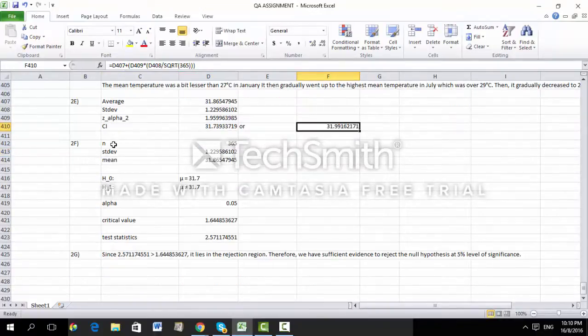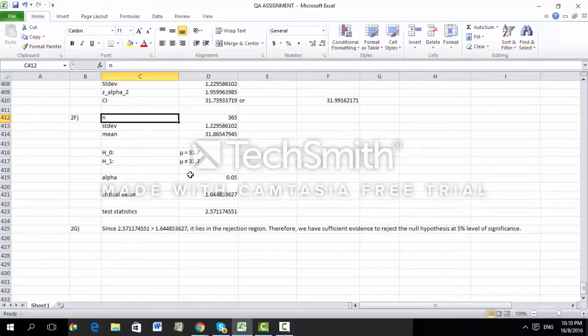And for part 2F, determine if the report's claim is true at 5% level of significance. This one is testing us on hypothesis testing. For hypothesis testing, there are 4 steps to it. The first step is to write out the null and alternative hypothesis. So the null is the mean is equal to 31.7. Alternative is not equal to 31.7. And the alpha here is at 5% level of significance.